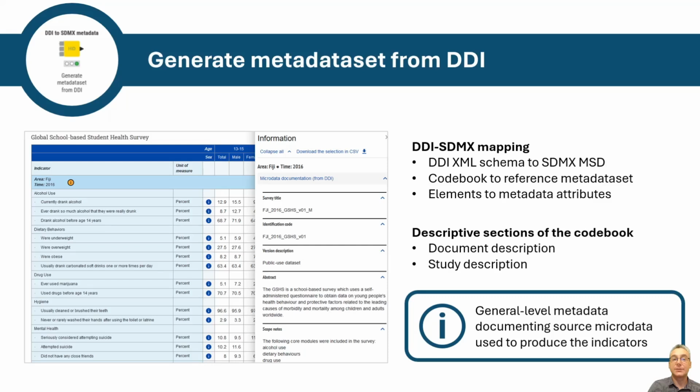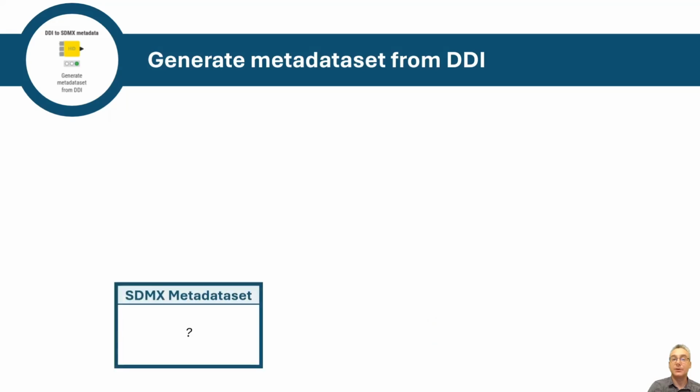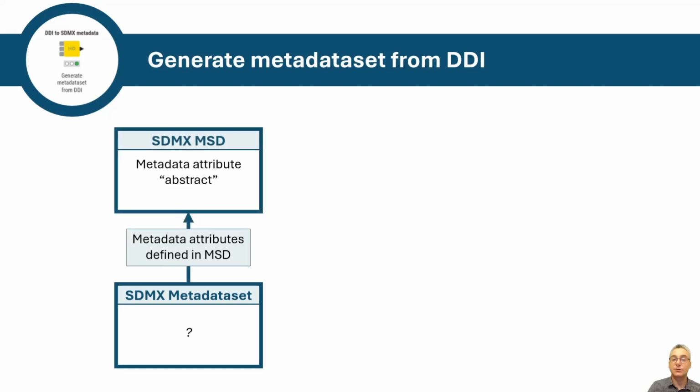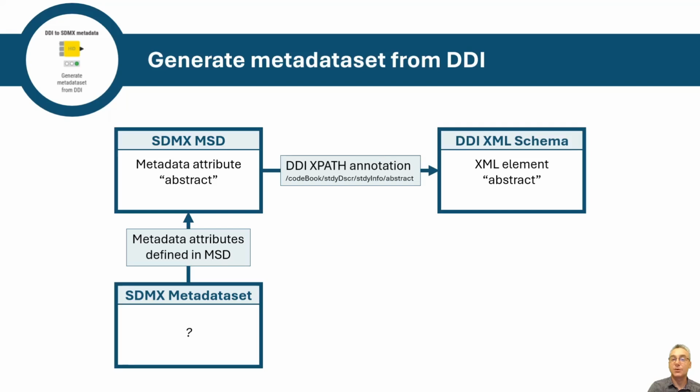Let's look at a concrete example of how this is implemented for a specific attribute in a metadata set. Attributes of the metadata set to be published are defined in a metadata structure definition. These attributes are annotated with an XPath expression, which points to a specific element in the official XML schema that defines the DDI codebook structure.